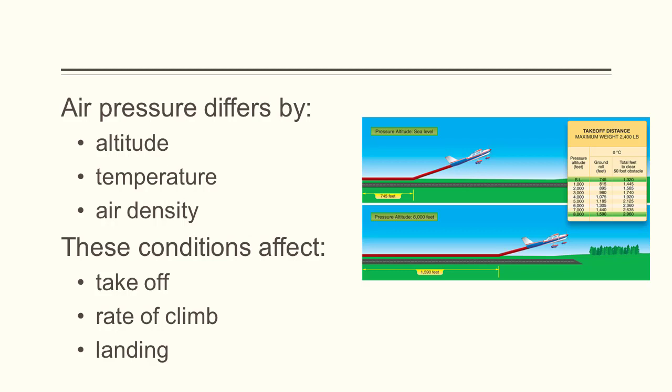In a barometer, a column of mercury in a glass tube rises or falls as the weight of the atmosphere changes. Meteorologists describe the atmospheric pressure by how high the mercury rises. Air pressure is affected by its altitude or temperature, which also affects air density. Air pressure affects the ability of aircraft to take off, climb, or land.